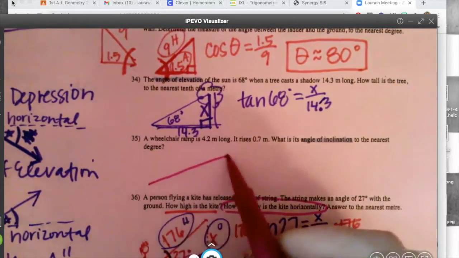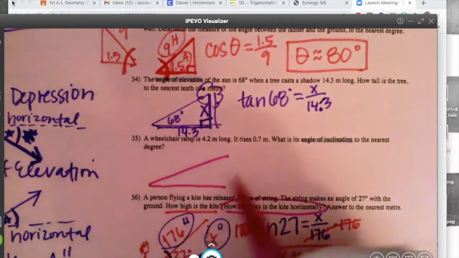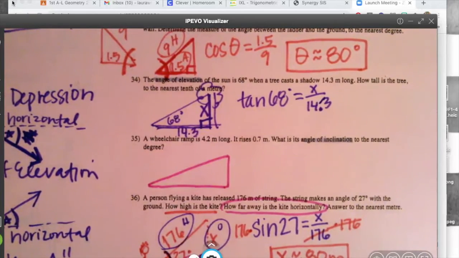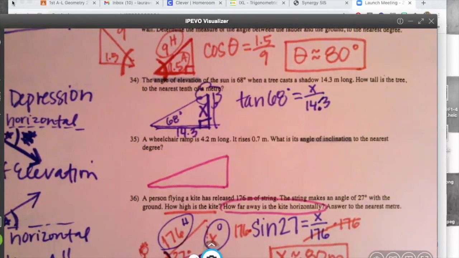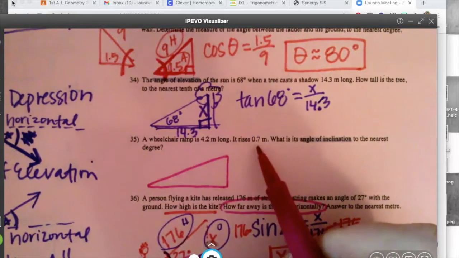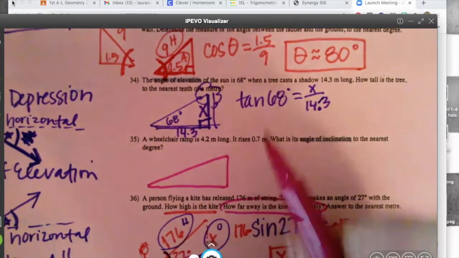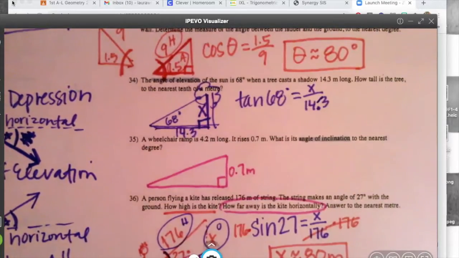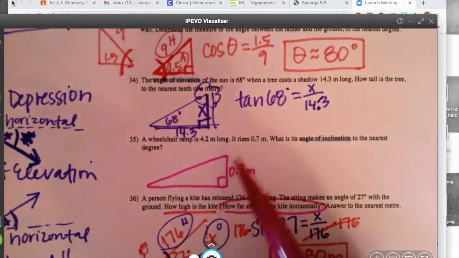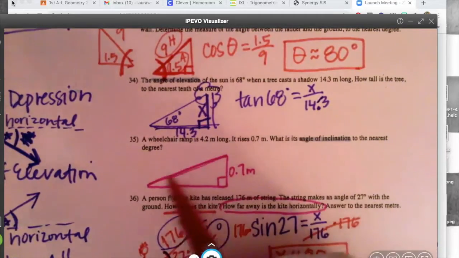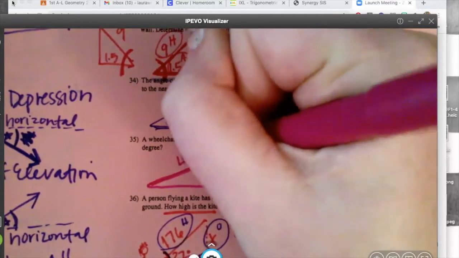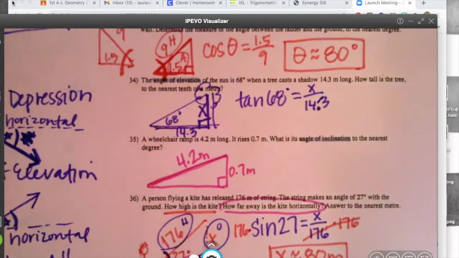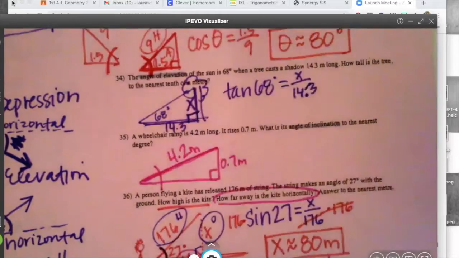So draw your ramp, and there's the ground, and there's, I don't know, steps, front door, whatever it's going up to. It rises 0.7 meters, so that's its height. The ramp is 4.2 meters long. So the whole ramp, that's your slanted line. That's your 4.2. What is the angle of inclination to the nearest degree?